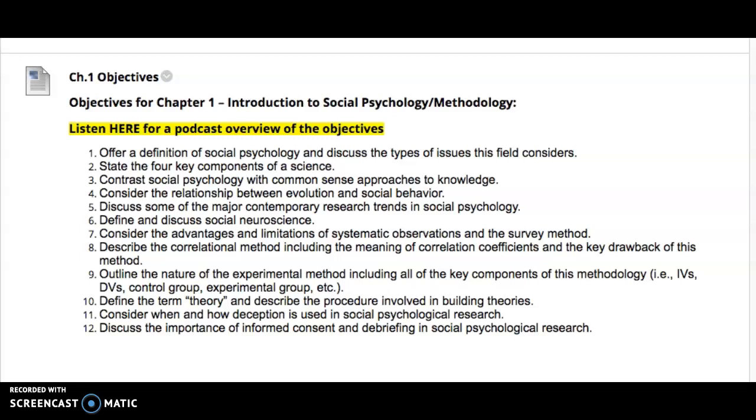We'll look at the 4 key components of a science. Now, this really applies to any science. It's a very standard format of how to approach research questions. We kind of have a mindset that we use so that we remain objective in our methodology.